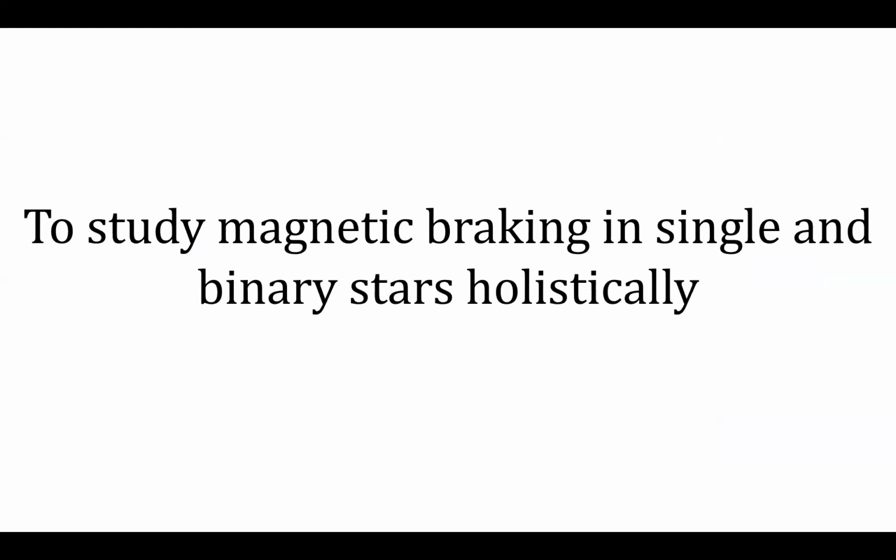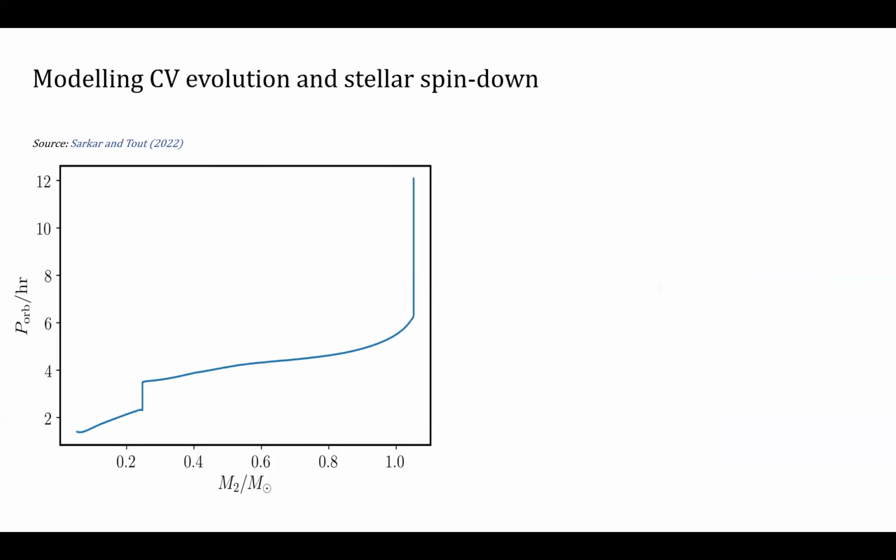So in the next couple of slides, I'm going to motivate you to look at single stellar spin down and CV evolution in a holistic way. So let us look at CV evolution and stellar spin down side by side. But first, I have here a plot of a very standard CV track. We have plotted the donor mass and the orbital period here. And I'll explain this track quickly.